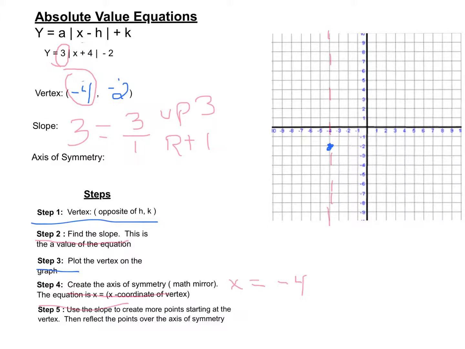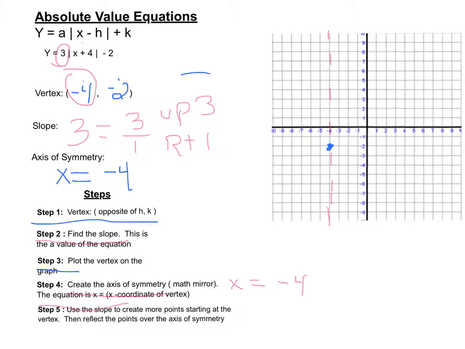Like so. So it's going to go right through this point. Okay, that is my mirror. That is my reflection line. Okay? So now what we're going to do is use the slope to create more points. Oh, and I forgot to put it here. X is equal to negative 4. Okay? So then what we're going to do is we are now going to create points.